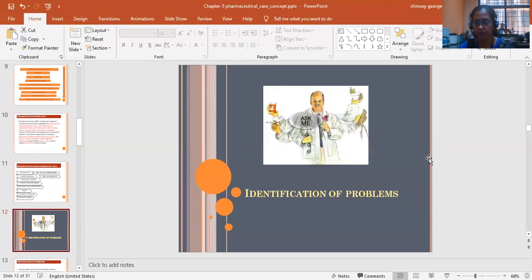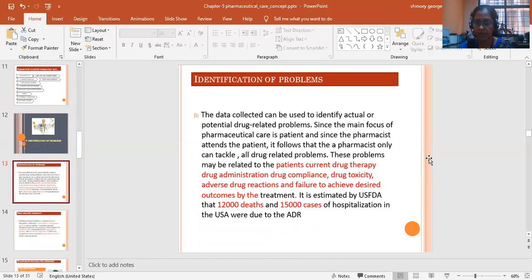Next one is identifying the problems. Once we have collected all the data regarding the patient, we have to see whether the patient is able to get a positive outcome. If negative outcomes are happening for the patient, what can be the causes for this negative outcome? Whether it is due to the current drug therapy, whether it is due to some errors in the drug administration technique, whether the patient is not able to follow the drug properly, that is known as drug compliance, whether the drug has caused any kind of toxicity or adverse drug reactions to the patient, or if the concentration of the dose was not correct, due to which he was not able to achieve the desired outcome. That has to be documented.